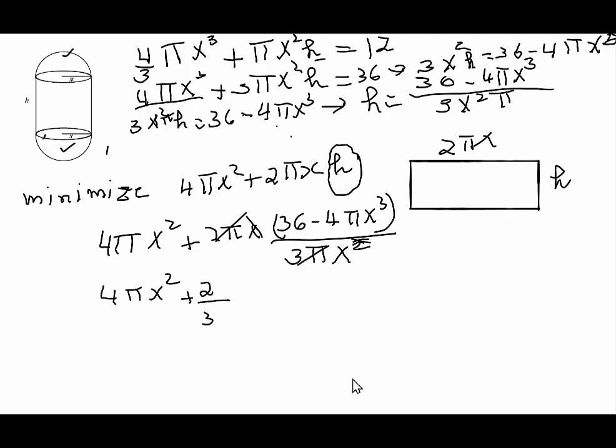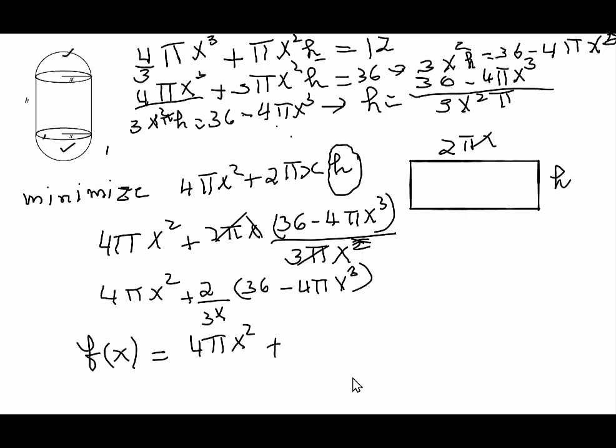2/3 x, and then here I have 36 minus 4 pi x cubed, right? So now it has become a function of only one variable. So let's write the function and then we will go ahead and find the value of x that minimizes this. Let's distribute this 2/3 x. So when we do that, 2/3 x plus 36 would be what?